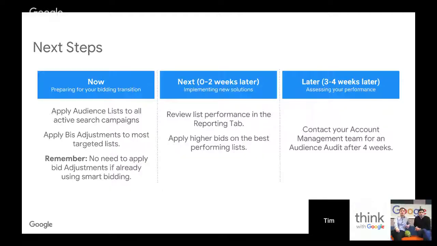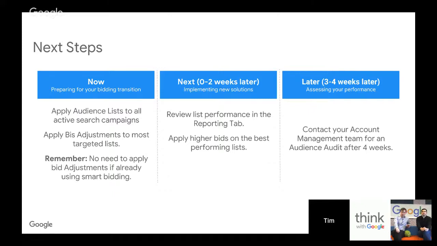So moving on to the next steps, a now, next, later approach. A very simple summary of what we looked at. Make sure any type of search audience, so we're talking about similar audiences or remarketing for search, has been applied to all active search campaigns, just so we've full coverage. Apply the bids to most of the targeted lists. If you're using auto bidding, again, no need to apply the lists. It'll already start working on its own.